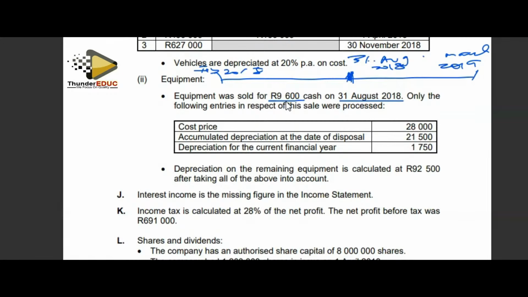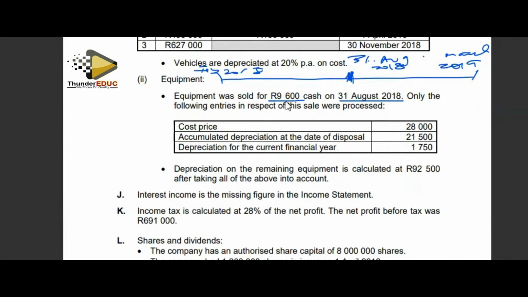Now, only the following entries in respect of this sale were processed. Cost price, so with this asset we bought it, 28,000. Actual depreciation at the date of disposal is this. Depreciation for the financial year was this. Okay, so at the date of disposal, it had lost a value of 21,500, but the depreciation for the year regarding this asset is 1,750. Remember, they are saying depreciation on the remaining equipment is calculated on 92,000 after taking to the above account.